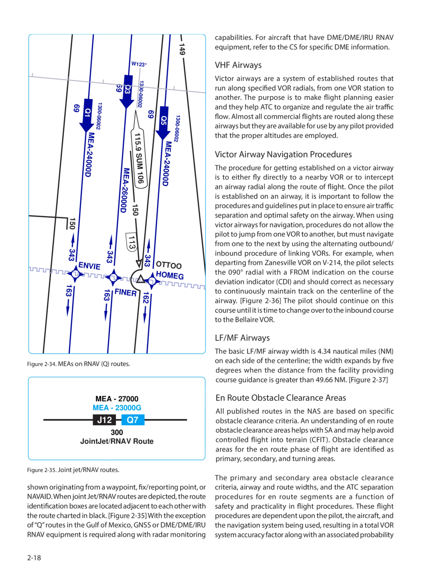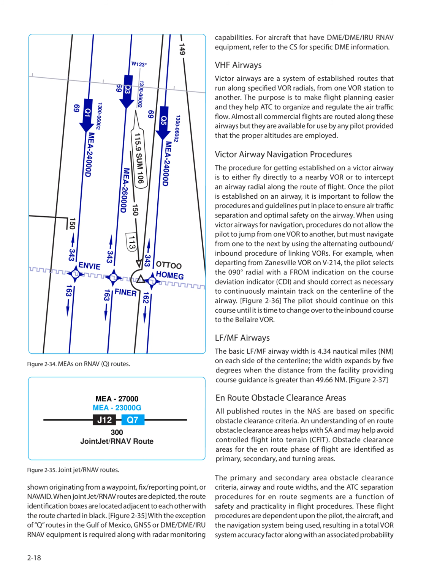VHF Airways. Victor Airways are a system of established routes that run along specified VOR radials, from one VOR station to another. The purpose is to make flight planning easier, and they help ATC to organize and regulate the air traffic flow. Almost all commercial flights are routed along these airways, but they are available for use by any pilot provided that the proper altitudes are employed.